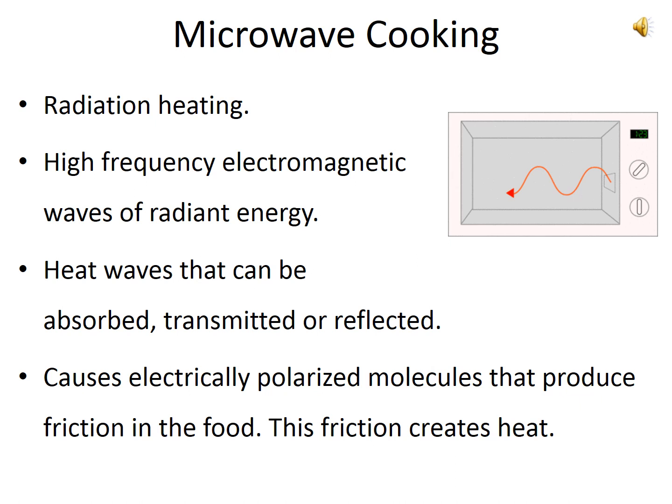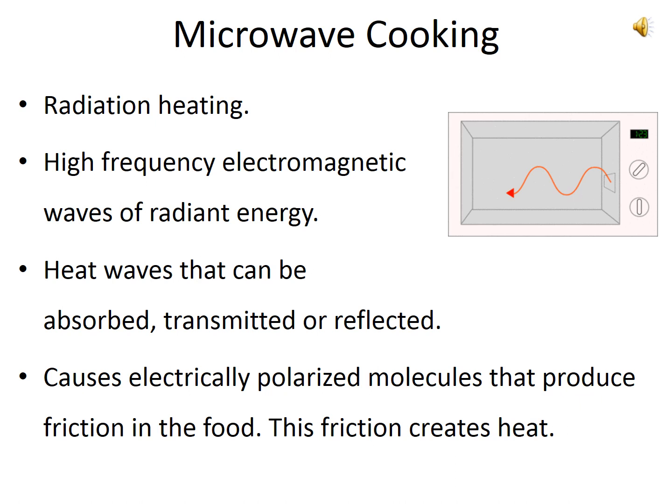These waves are either transmitted, absorbed, or reflected. Transmitted means that they are sent out from a source. Absorbed means that a food object will pick them up and use them. And reflection occurs when they bounce off the walls in the microwave, things that will actually not absorb the heat of the microwave waves themselves.